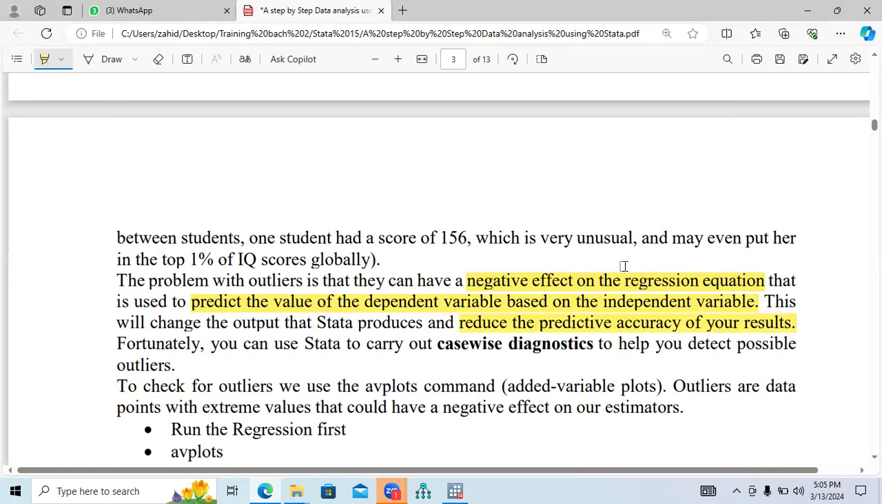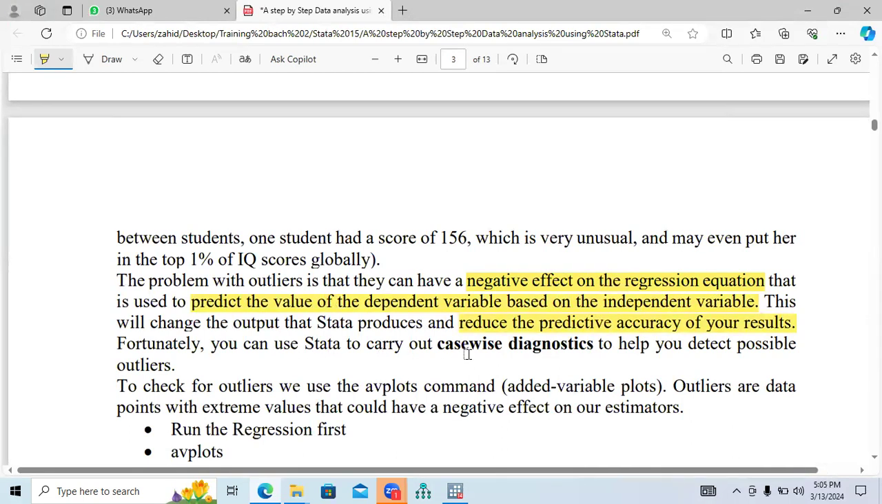So in case of outlier, what you will face, in case of outlier, there might be a negative effect on the regression equation. What you are expecting a positive impact of a particular variable, and it shows a reverse effect or negative effect, or it may be insignificant, or the predictive accuracy, which means the R square value, may reduce.